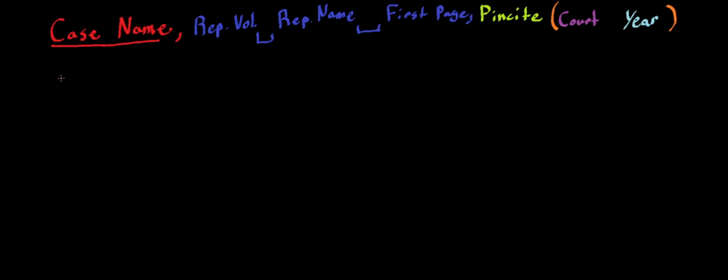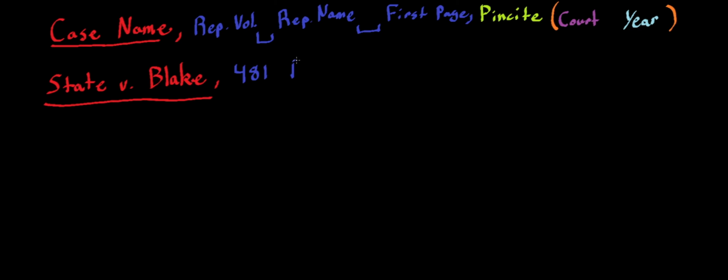So, to illustrate this, I'm going to cite a case from the Washington Supreme Court called State v. Blake. So, I put the name, State v. Blake. And if this were in Word, I would italicize it. And then State v. Blake is found in volume 481 of the Pacific Reporter, third series, starting on page 521. And I am going to drop a pin site to the fourth page of the decision, which would appear on page 525. Parentheses.